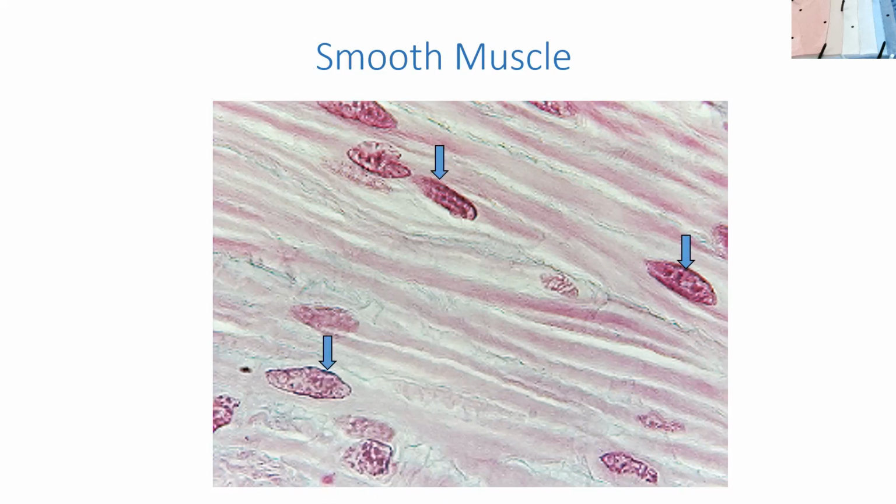So each one of these nuclei represents an individual smooth muscle cell. Again, smooth muscle right there. Don't get this confused with the stratified squamous cells. They look similar in the slide, but each one of these little pink lines is an individual cell. Each nucleus represents a cell in here.